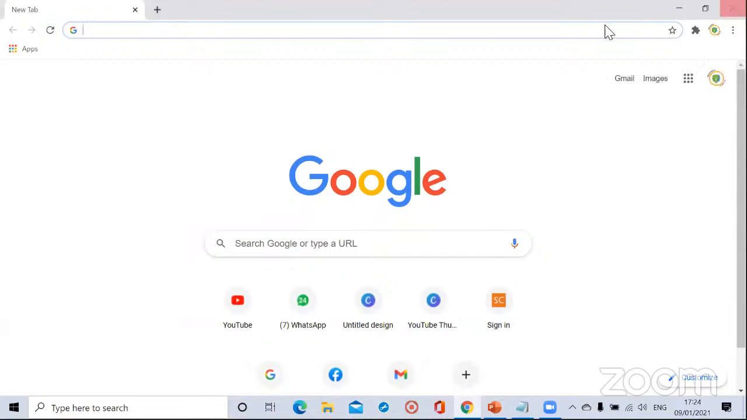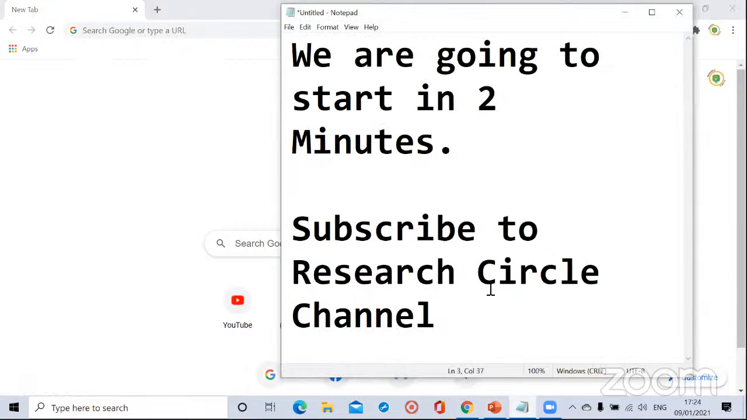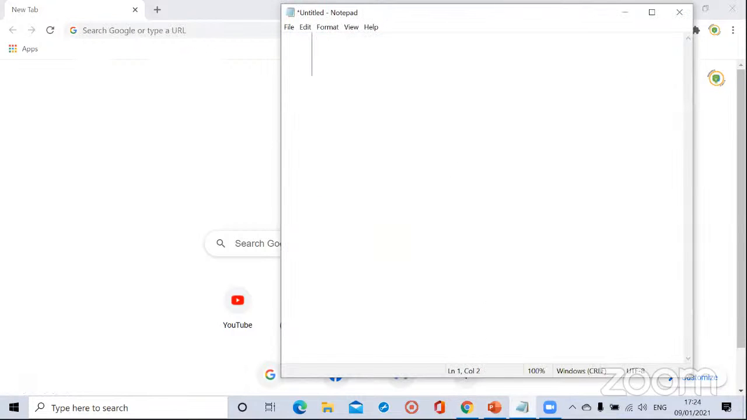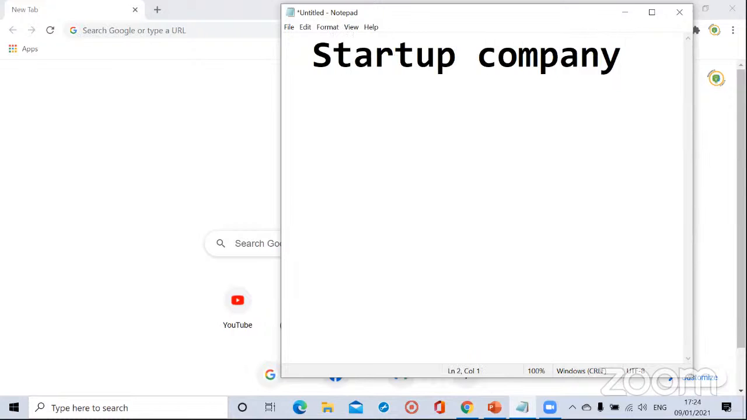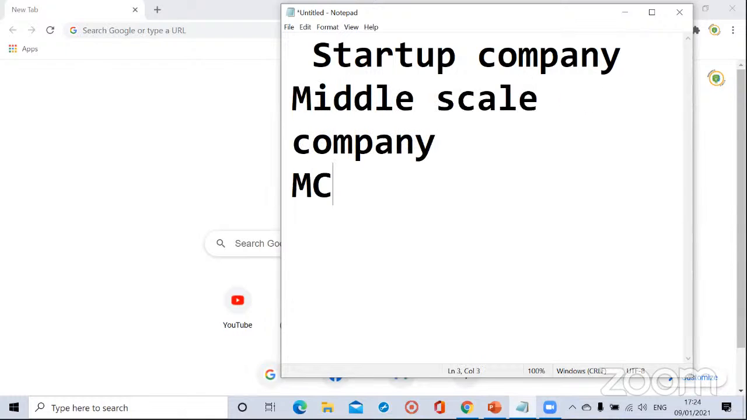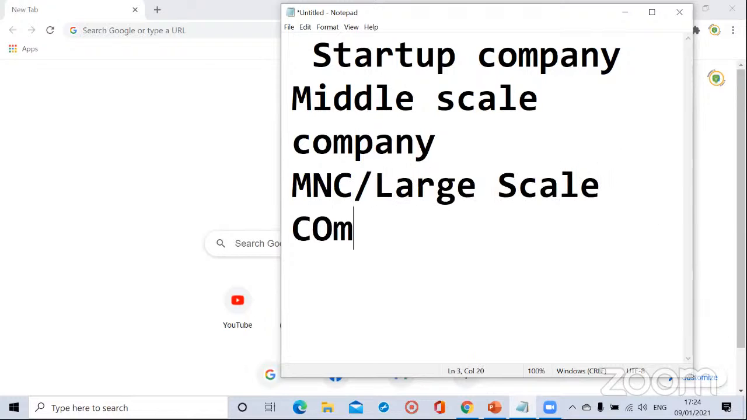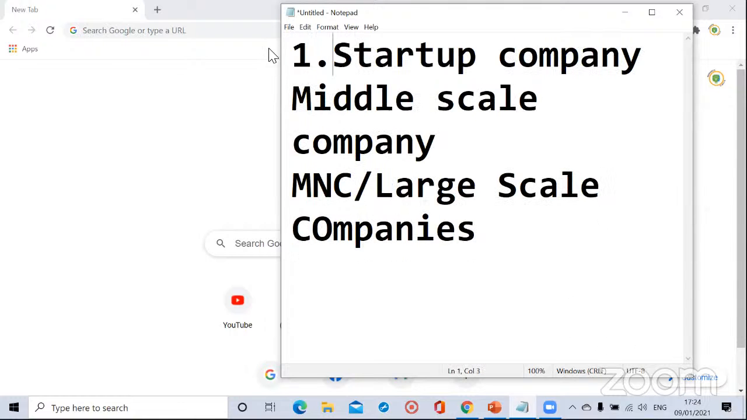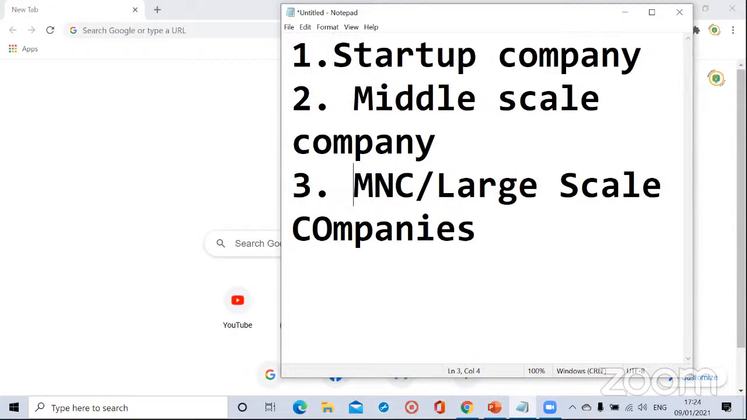Now I have observed that there are three kinds of companies. Let me note it down here. First is startup company. Second is middle scale companies, and third is MNC or large scale companies.